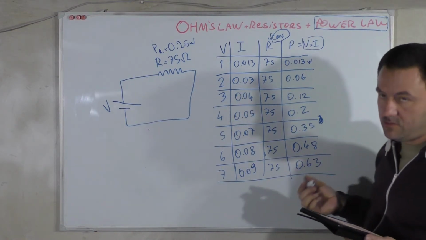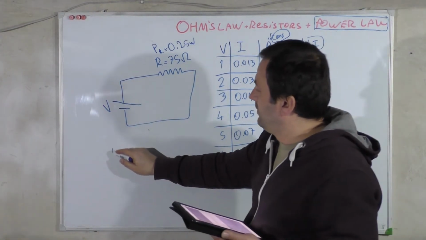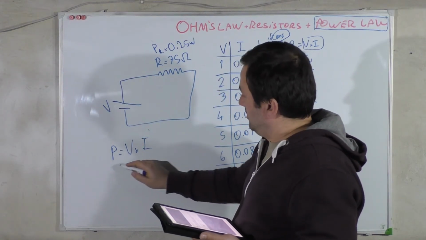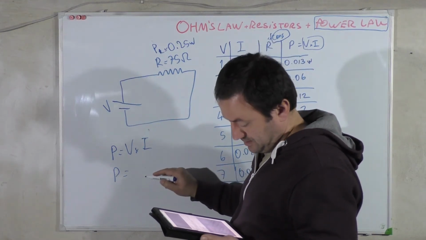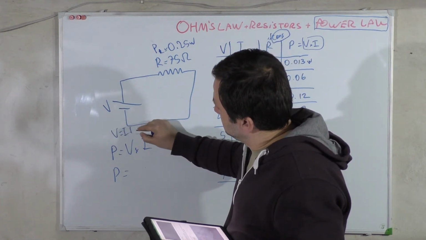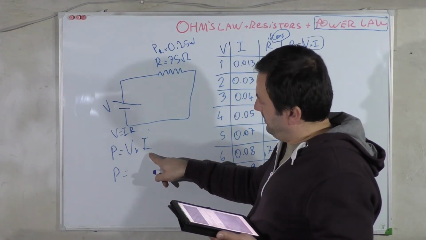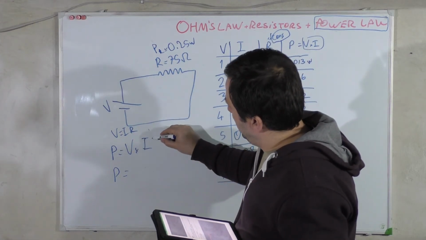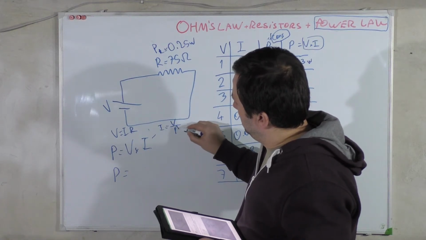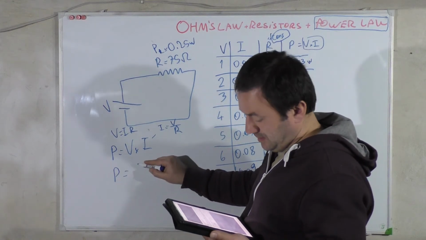So how can we calculate that critical voltage at which it will fail? We know power is voltage multiplied by current. Also we know Ohm's law, and instead of current we can put voltage divided by resistance. So our power formula becomes like that.